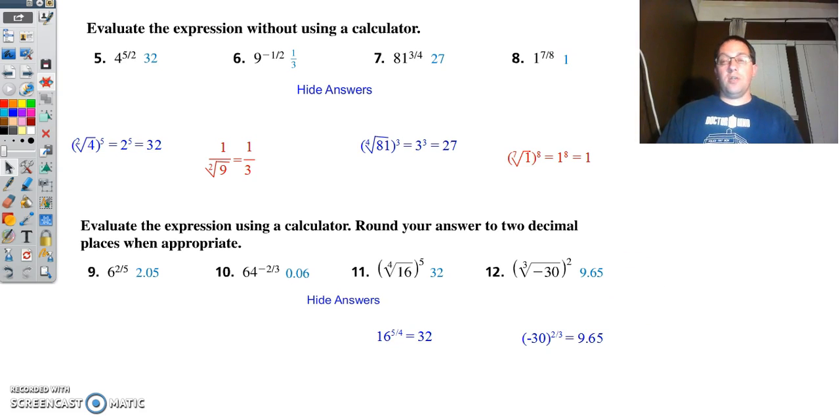And that's rational exponents. Those are actually pretty simple. They look really complicated, but they're really not. The important thing to remember is that the denominator is the root, the numerator is the power.